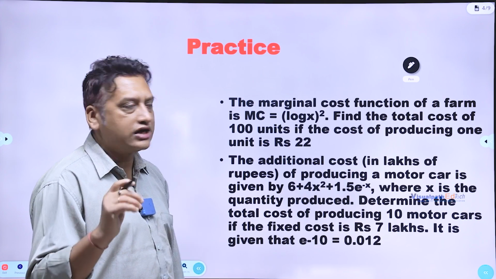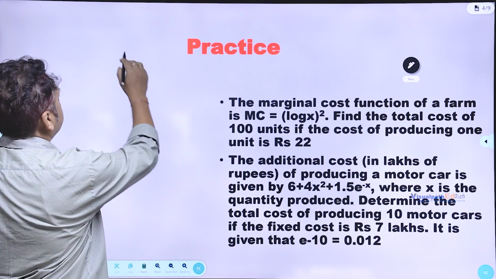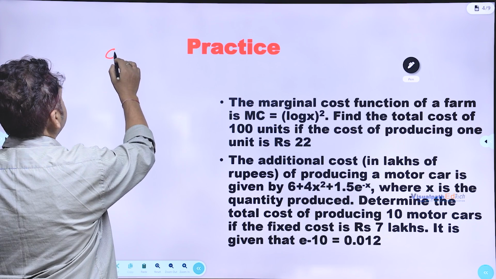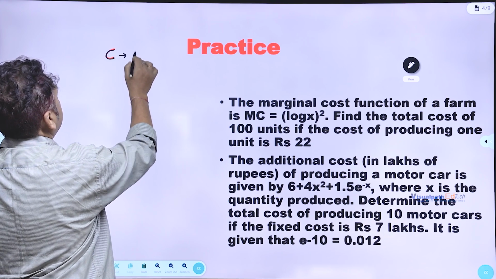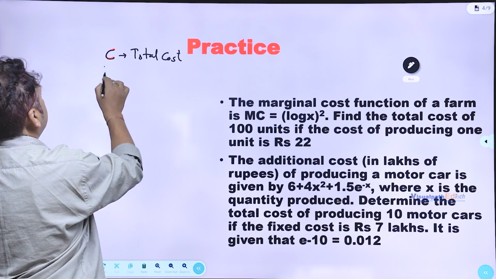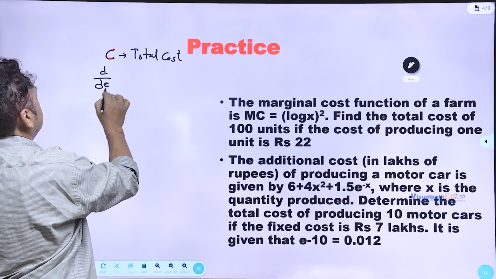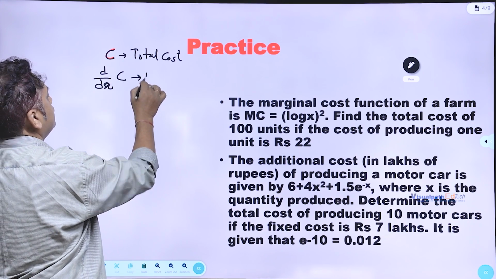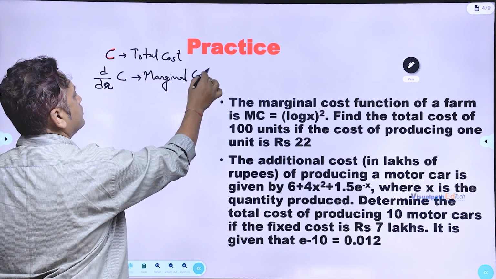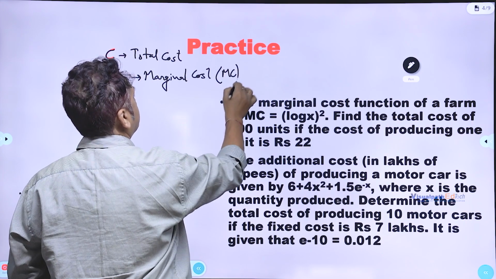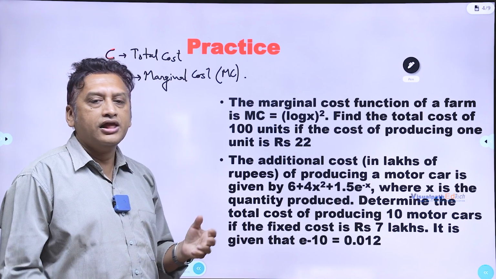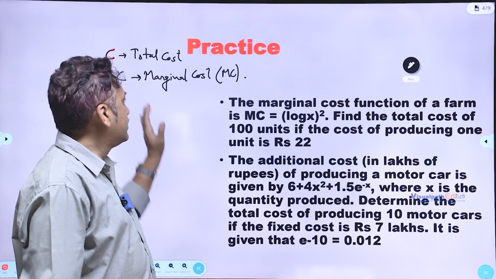Before that, let me tell you, if you remember, if I say C is the total cost, then d/dx of C is the marginal cost, or we can say it as MC. This is something which we have already learned in differentiation, that if you are given the total cost function and if we differentiate it, then we get the marginal cost.